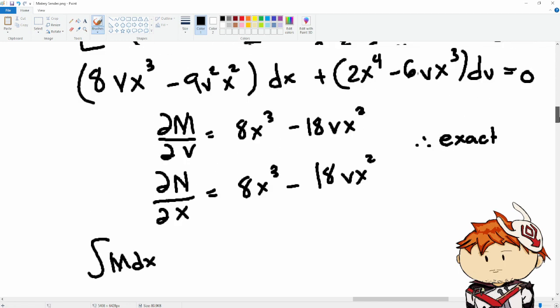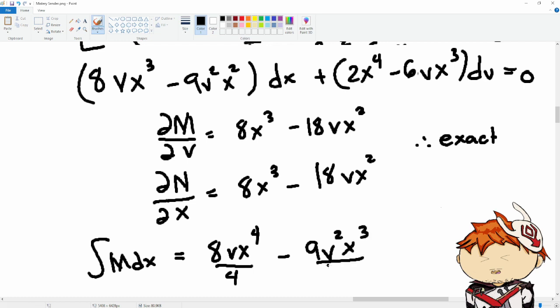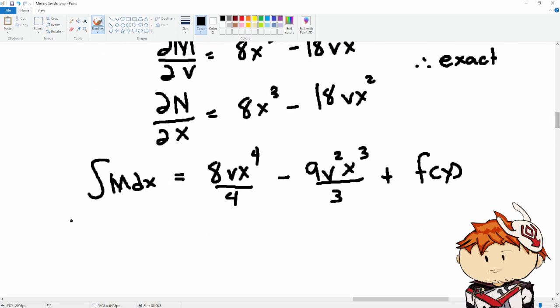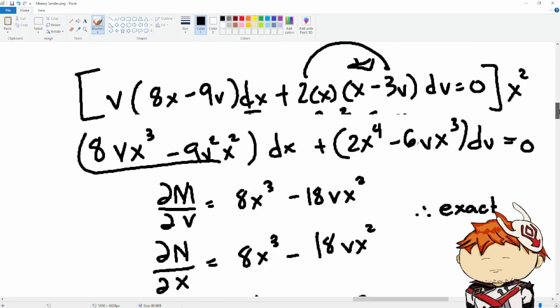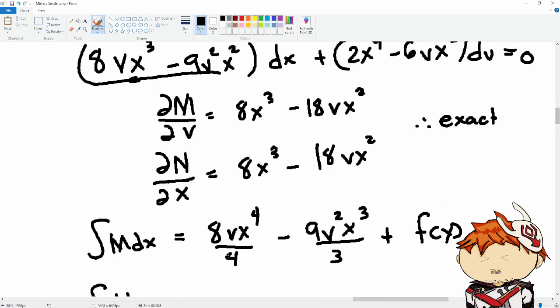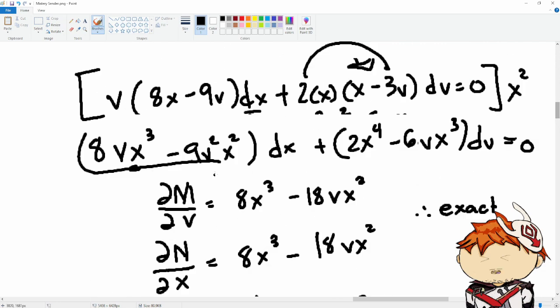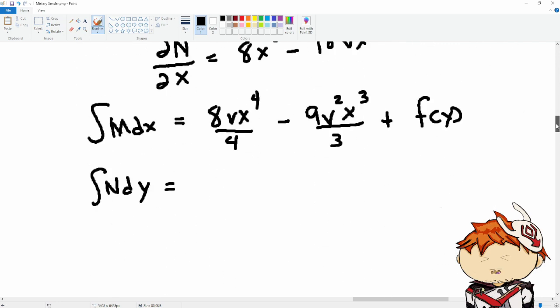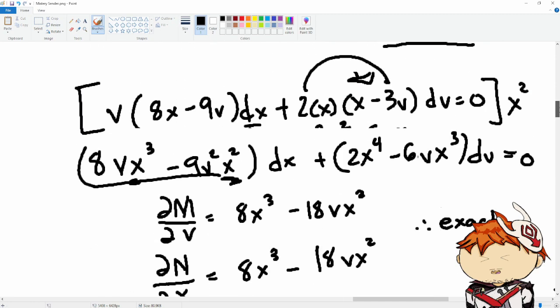The integral of m dx: so 8vx to the 4th over 4 minus 9v squared x cubed over 3 plus f of y. So that's the integral of the m part. Then the n part: x to the 4th becomes x to the 4th over 4, it will become 8vx to the 4th. Then this one, from x squared, it will become x cubed, so 9v squared x cubed over 3.